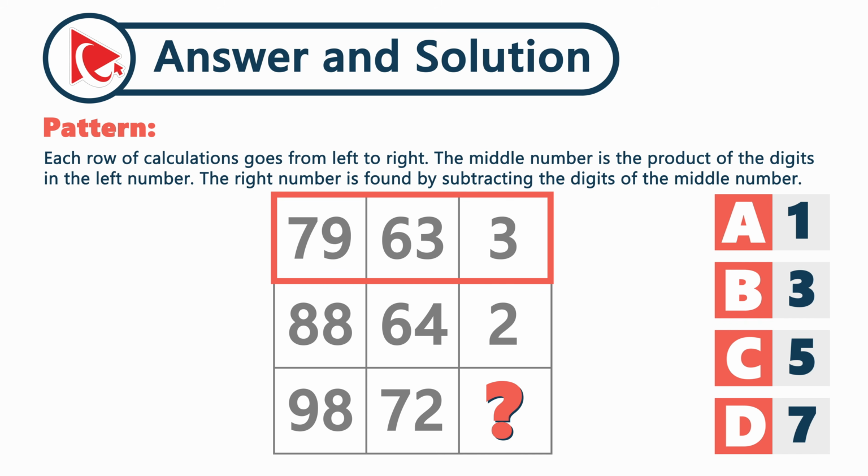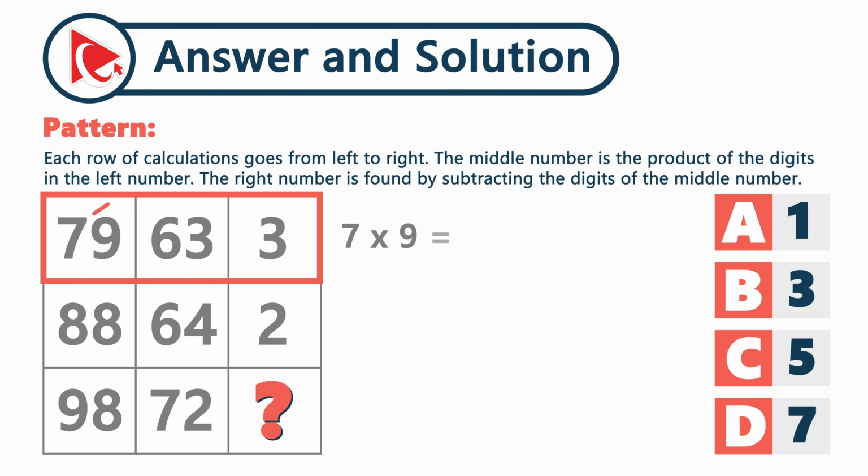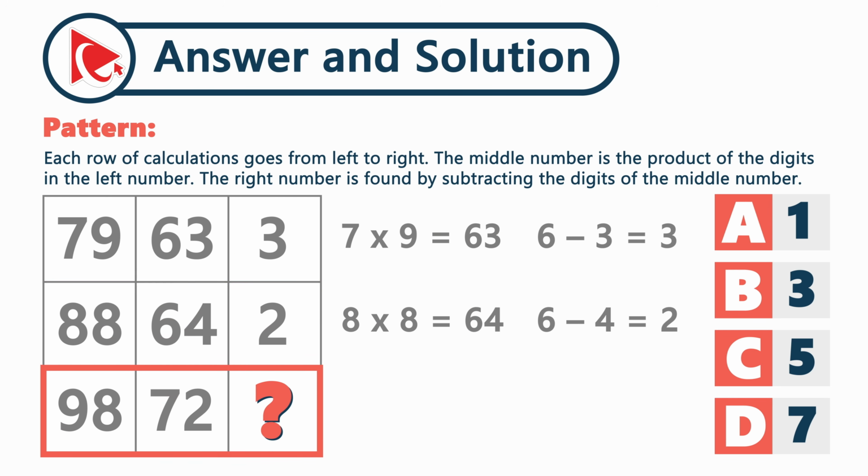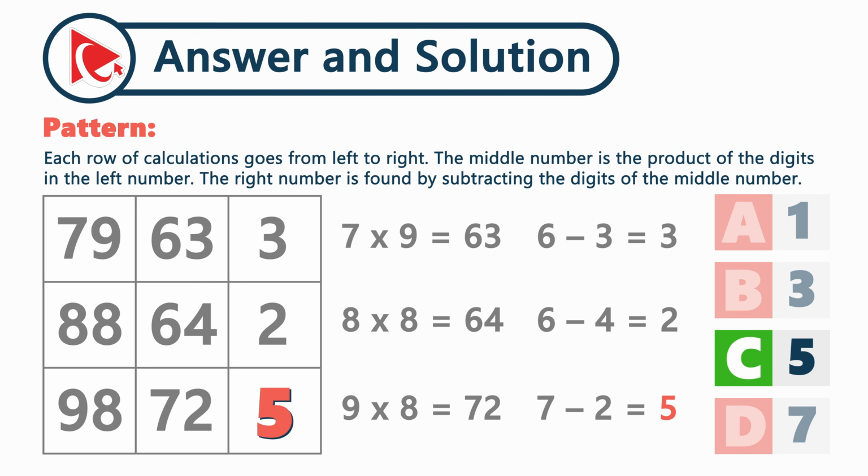The first row has numbers 79, 63, and 3. The first number consists of digits 7 and 9. 7 multiplied by 9 equals 63, and 6 minus 3 equals 3. Let's verify the pattern with the middle row. 8 multiplied by 8 equals 64. 6 minus 4 equals 2. And now is the magic time to calculate the missing number. 9 multiplied by 8 equals 72, and 7 minus 2 equals 5. So the correct answer here is choice C, 5.